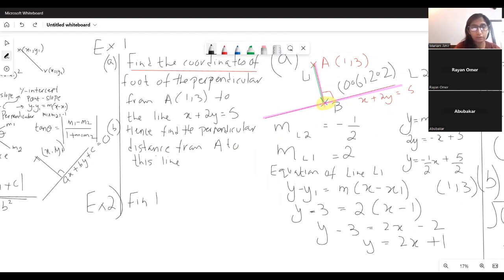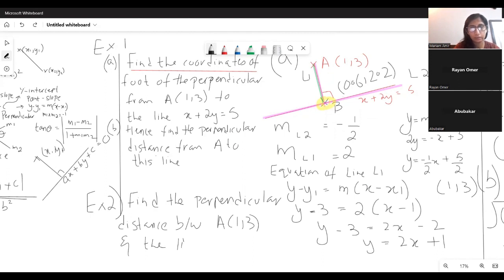Find the perpendicular distance between point A, (1, 3), and the line x plus 2y equals 5. Find the perpendicular distance between A and the line x plus 2y equals 5.